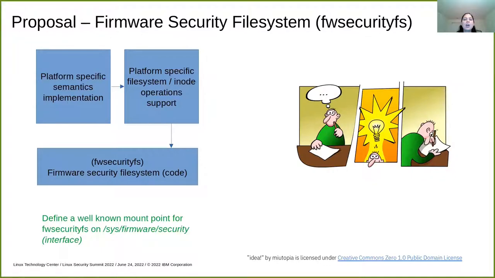There are two parts here. First, at the code level, the proposal is to introduce a generic layer, firmware SecurityFS, which provides APIs that can be used by platform-specific code to implement or support file system or inode operations based on their requirements. In the platform-specific code itself, they can handle the underlying semantics implementation. So we are talking about two layers of code. And then for user space, we define a well-known mount point, which would be sys/firmware/security. It looks similar to SecurityFS, the difference being its purpose. It is mainly for firmware security features exposed as part of sys/firmware.